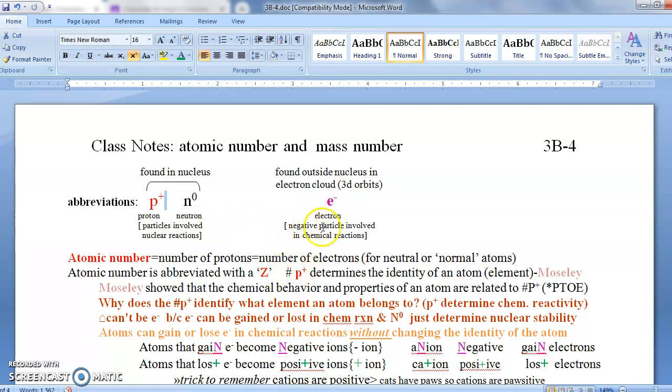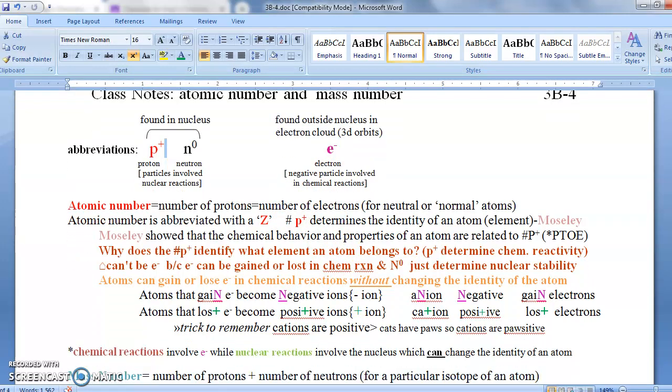Atoms that have gained electrons we call anions, as it reminds us right down here. Atoms that gain electrons: gain has the word N in it, negative has the word N in it. Negative ions are called anions. That's the one with the N right in the middle.